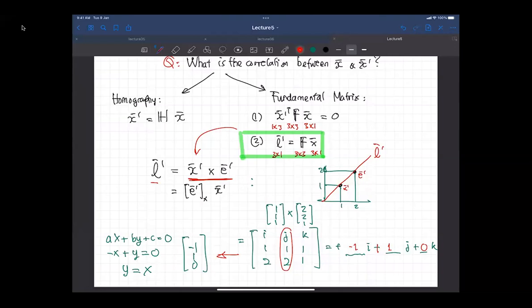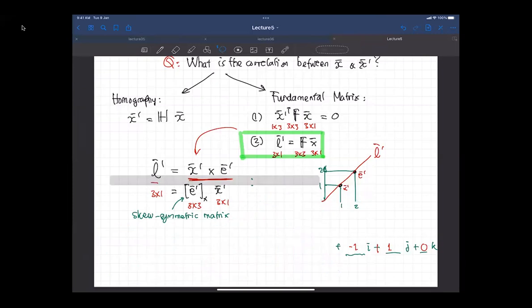So again, in this case, this is 3 by 1, this is 3 by 1. The skew matrix here is 3 by 3. This is called skew matrix, skew symmetric matrix. So what is the definition of skew symmetric matrix?